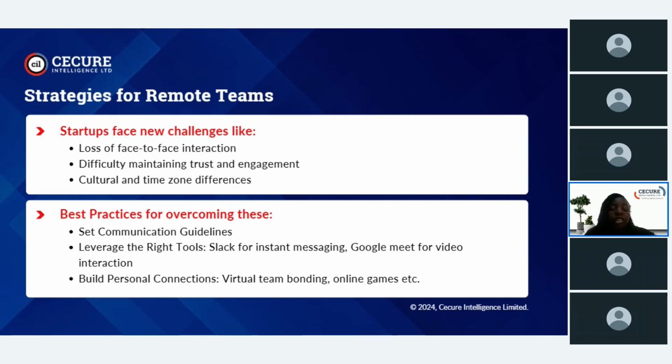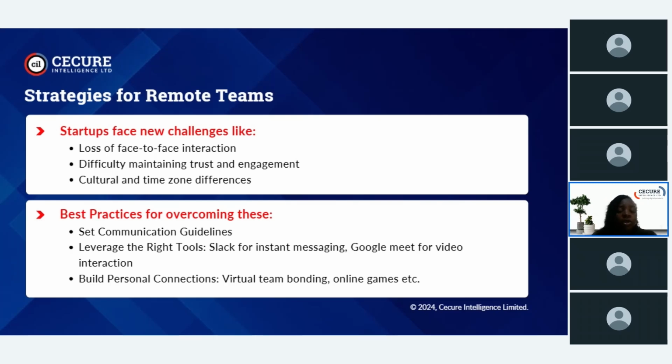However, there are best practices that can help you to overcome these challenges. The first one would be to set communication guidelines. When it comes to your response time, clarify the response time. When you receive a message on Slack, depending on the priority of that message, you should respond within a particular time frame. In 30 minutes, you should have responded. In 1 hour, you should have responded. Response time is 10 minutes. You want to put that in your communication guideline.